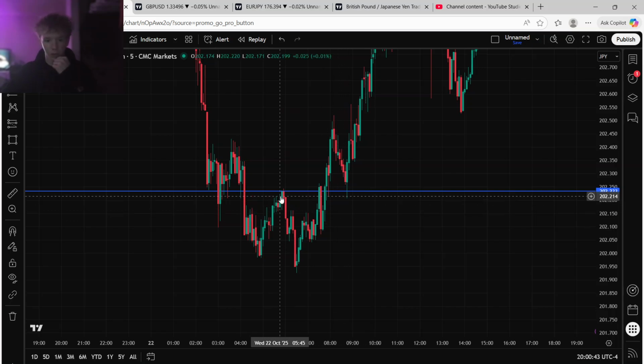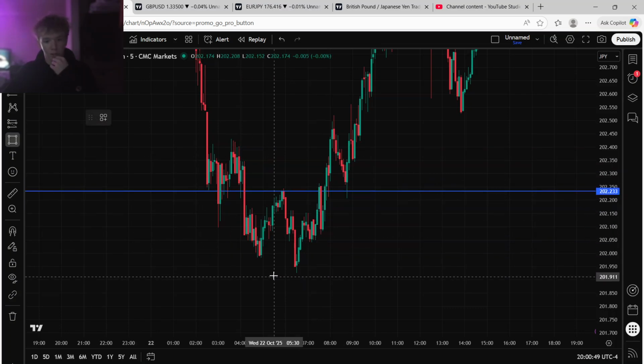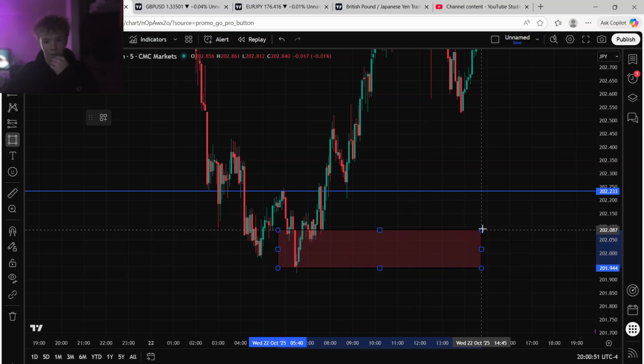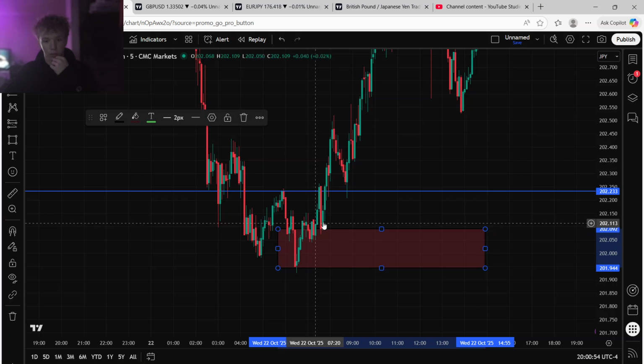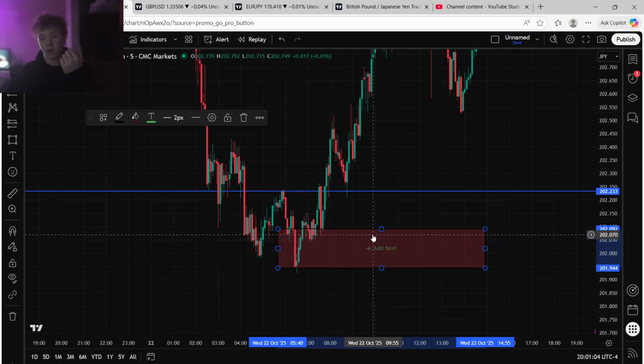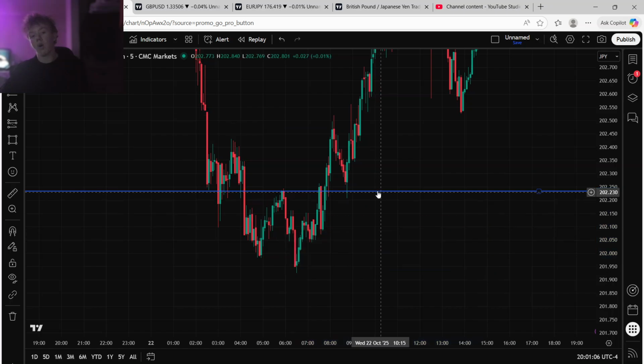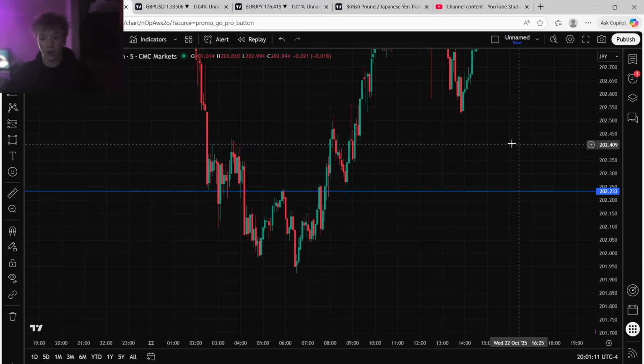But no. So you see that we broke structure with this high here, and then what do we do? Boom, right here, order block. And then we filled that order block. We're thinking right here. We fill this order block with a wick, and then what do we do right after? Go up, up, up. A ton.